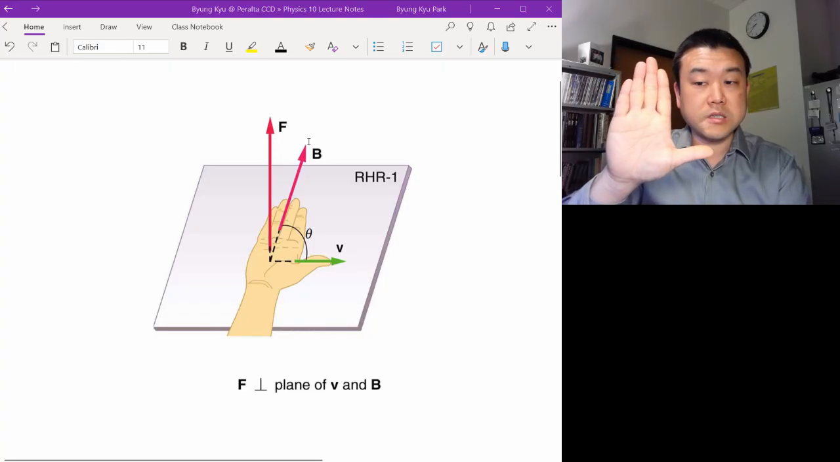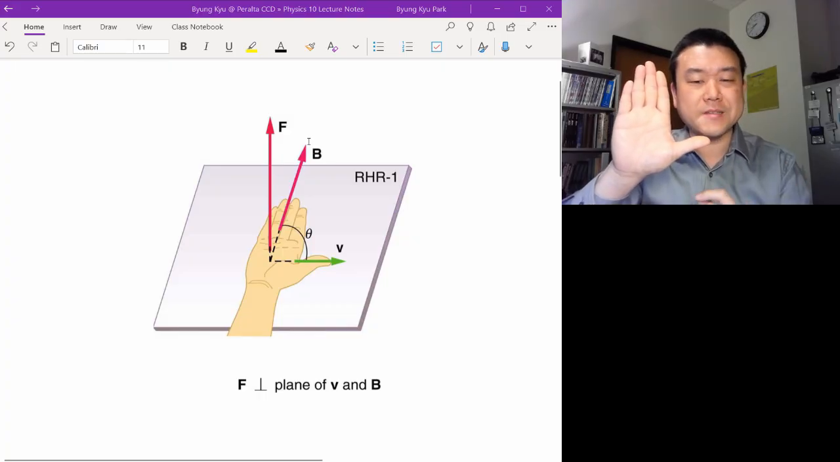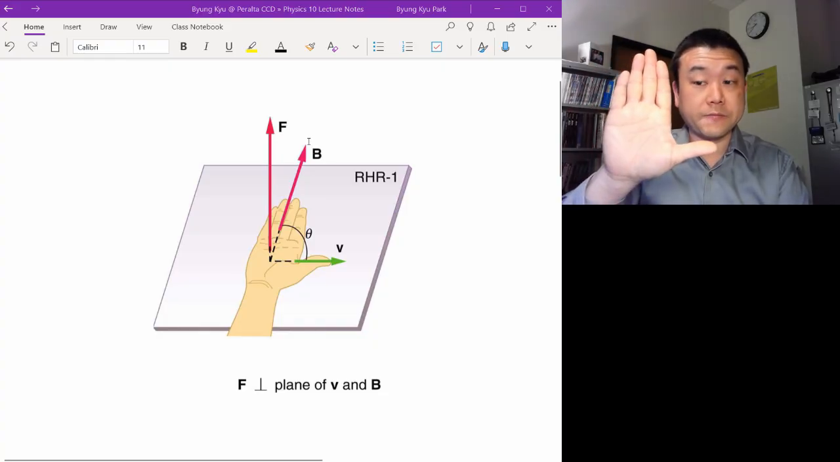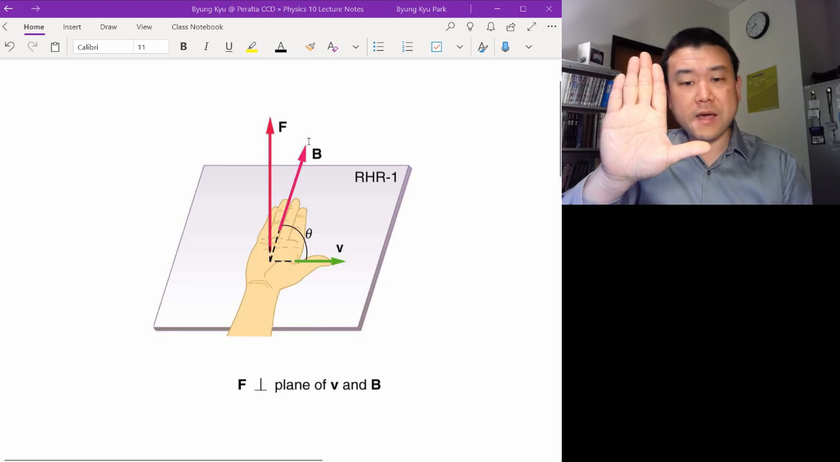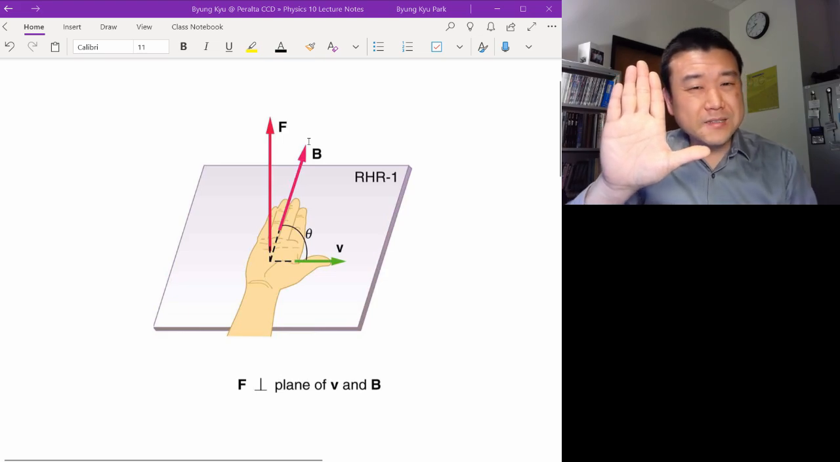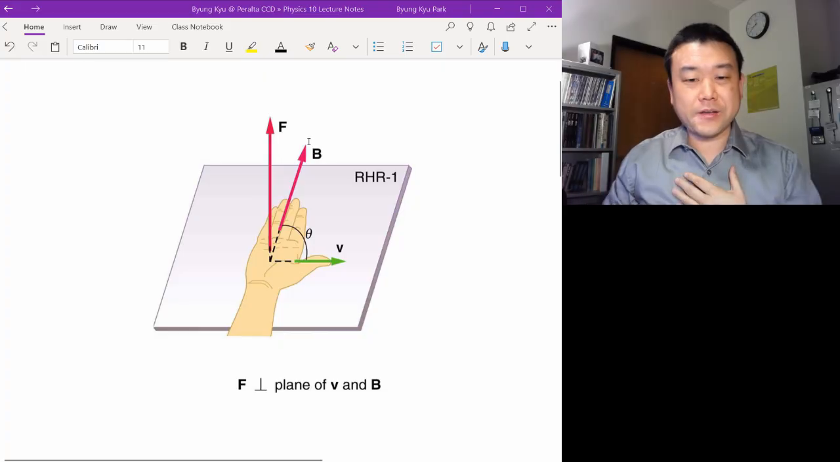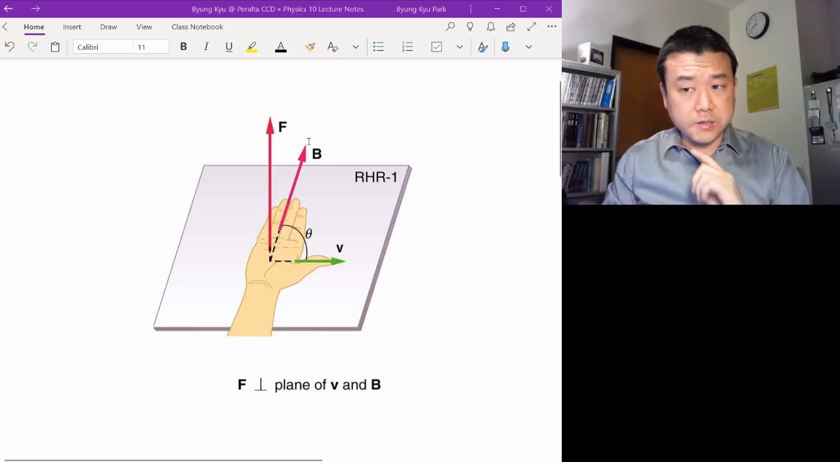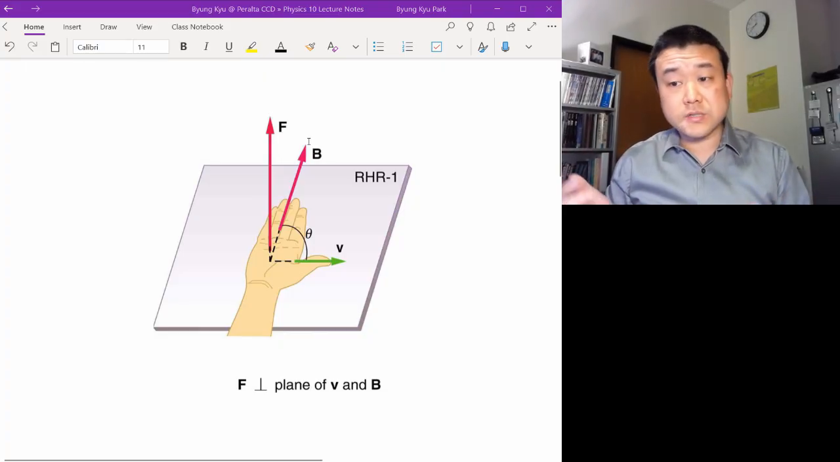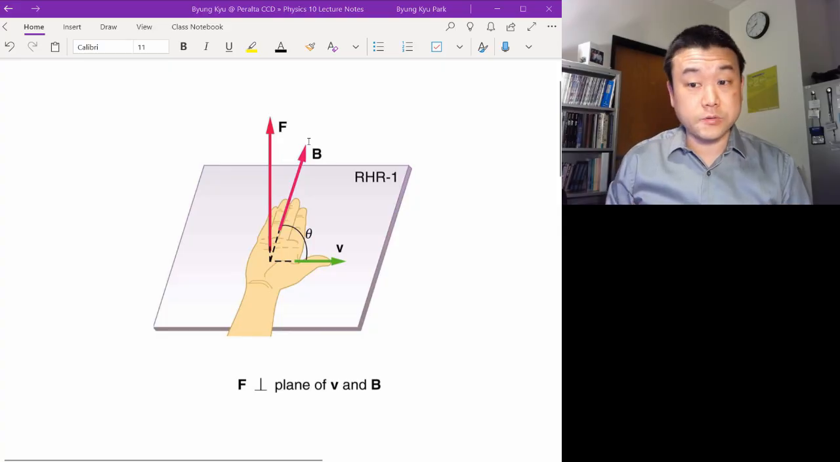So V cross B, or Q times V cross B, is equal to the force, the direction of force vector F. So that's the right-hand rule. By the way, this isn't the right-hand rule that I learned when I was in school. I learned a different one. Let me just quickly show those two in case you see them as you're looking at different books.